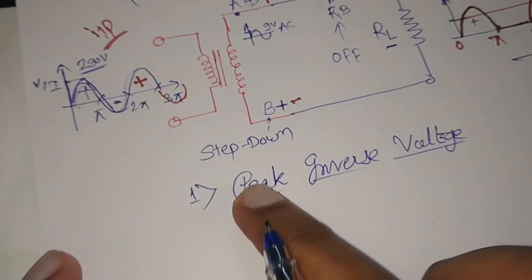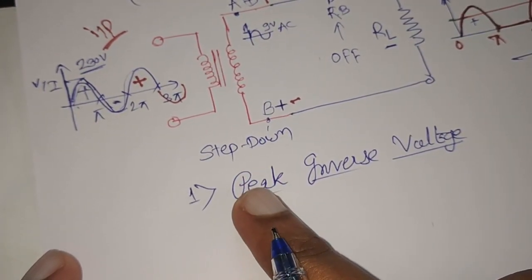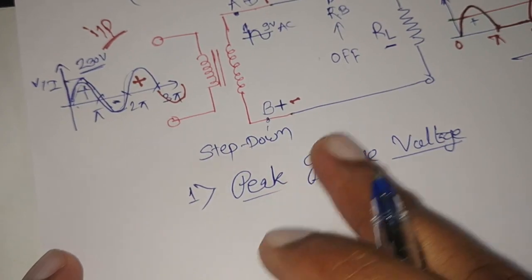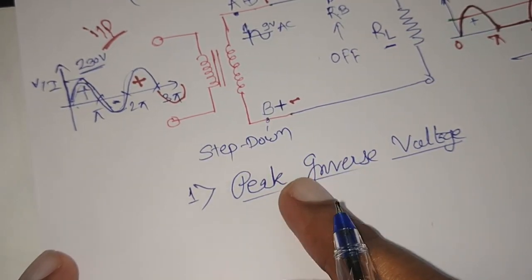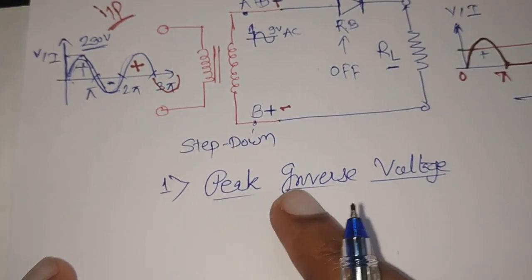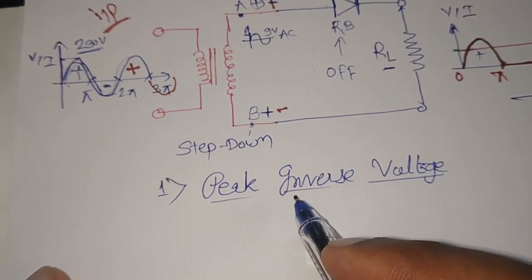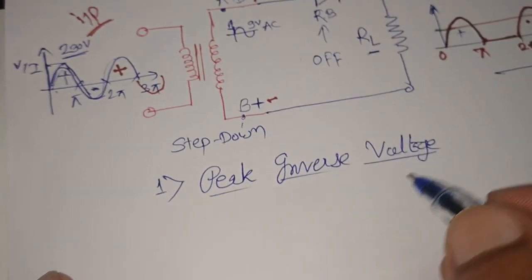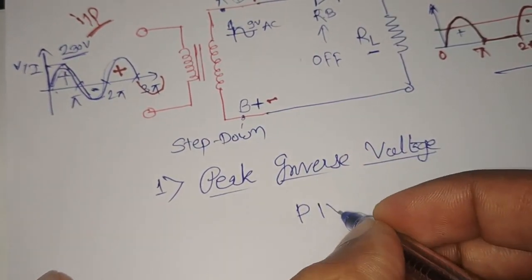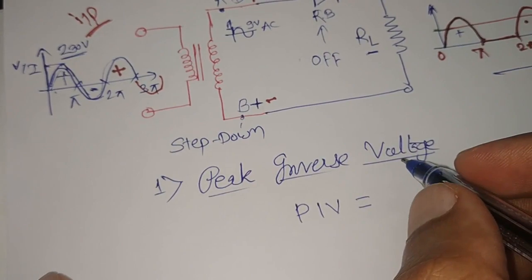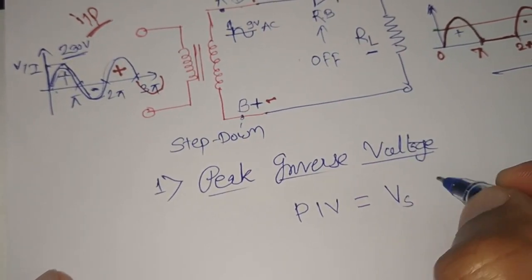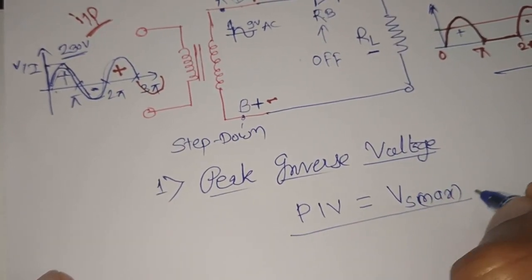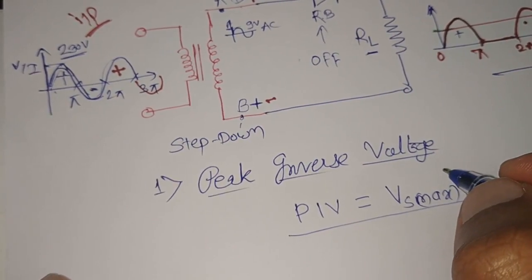Voltage. What is meaning of peak? Peak means maximum value. How much maximum voltage the rectifier can handle without damaging itself. Right? And in which condition? In reverse bias condition, inverse voltage. In reverse bias condition, how much maximum voltage can be handled by this particular diode. So it is given by PIV, peak inverse voltage. And it is the maximum voltage, supply voltage. Suppose Vs is supply voltage and its max value is given by peak inverse voltage.